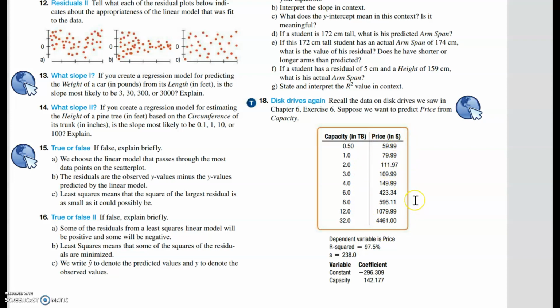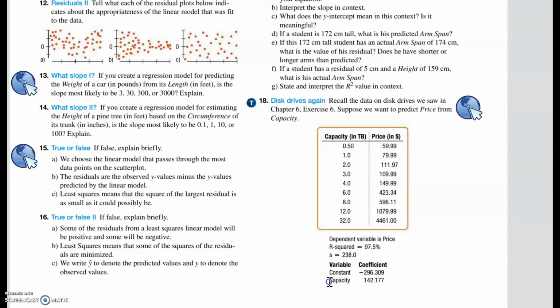All right, now, in previous videos, I showed you how you can get the equation of the least squares regression line using StatCrunch or spreadsheet. On some homework questions, though, they just tell you the equation, but they give it to you in a rather cryptic method. So down here, look at these numbers. It says variable and it says coefficient. A coefficient just means the number in front of a variable. We have the variable capacity right there, which is the x coordinate. It's the explanatory variable. It says 142.177.